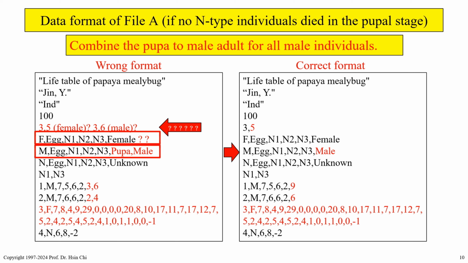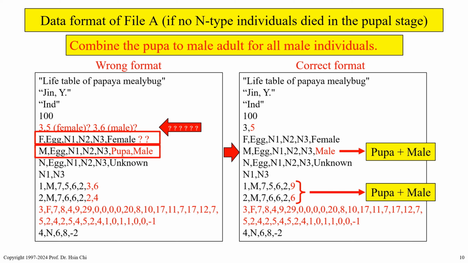Since no N-type individual dies in the pupal stage, it is possible to combine the male pupal stage with the adult stage. The male adult duration is actually the sum of the pupal and adult stages.